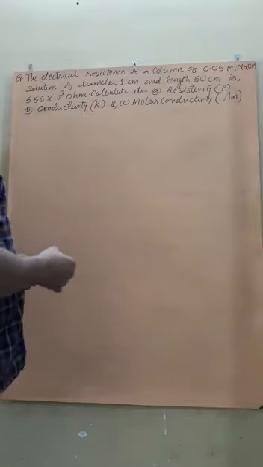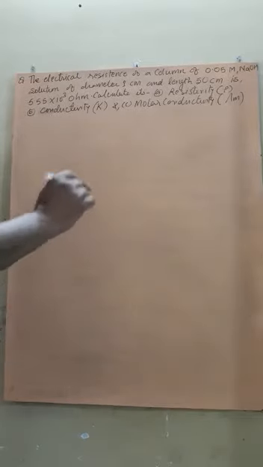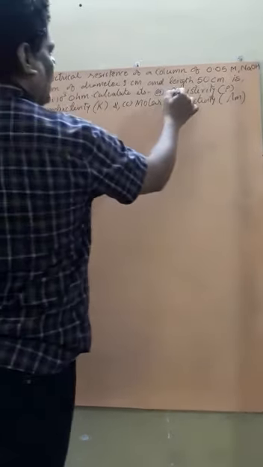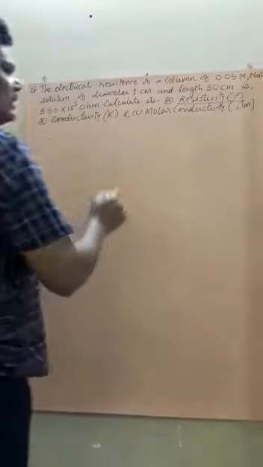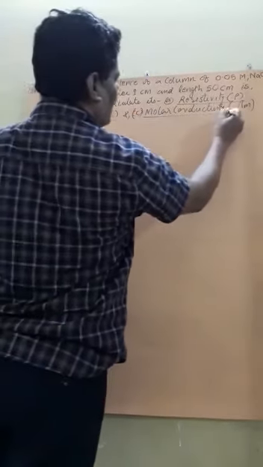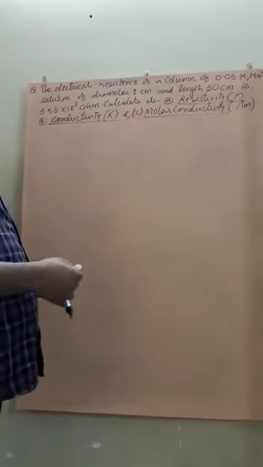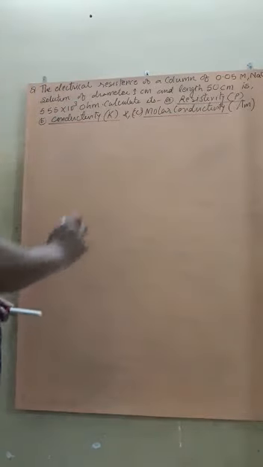Yes, student, this is a very good numerical question to revise all the terms which we have dealt with in the theory period. Here we can find the resistivity, that is specific resistivity, conductivity, kappa, and molar conductivity. So all these three terms can be calculated by a single, simple numerical.